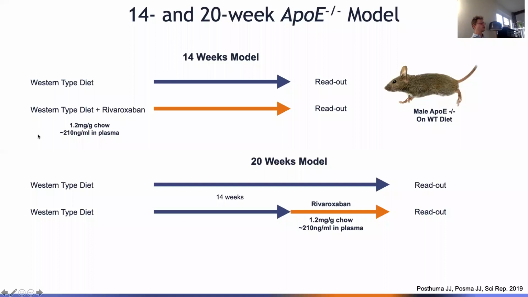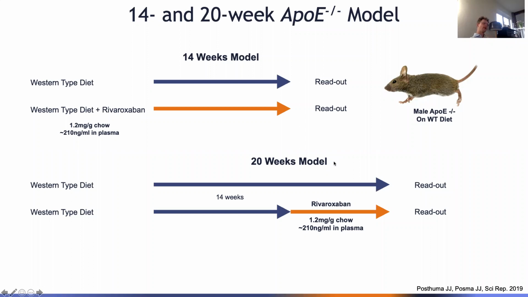1.2 milligram per gram in the chow, which corresponds roughly to the plasma levels we see in humans. So after 14 weeks of either Western-type diet or treatment, we have our readouts. We look at plaque formation, we look at inflammation, etc. But what I think is an even more interesting model is our 20-week model, because that is better in the translation to the human situation.